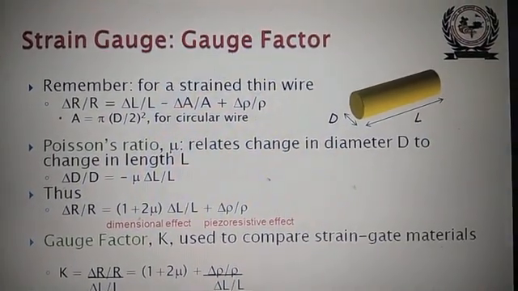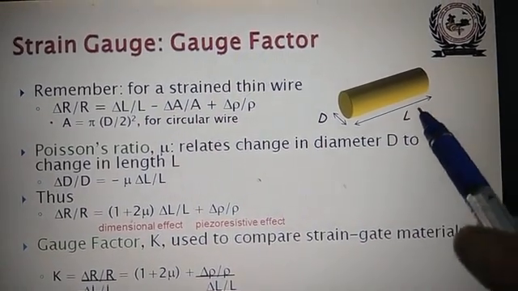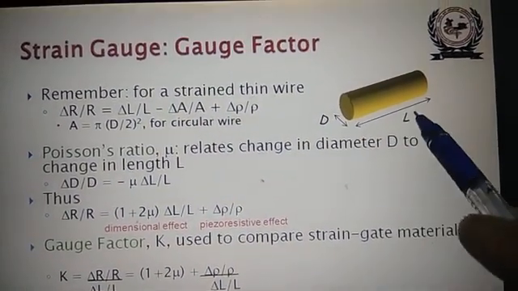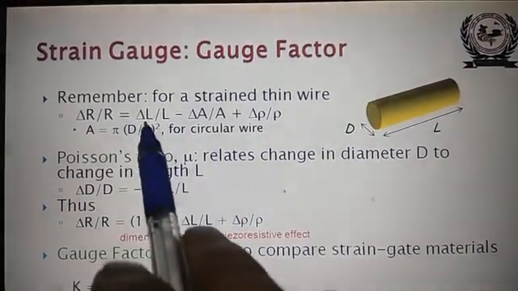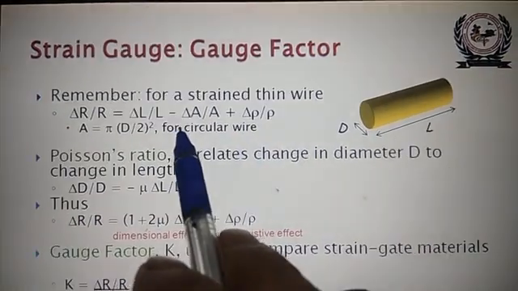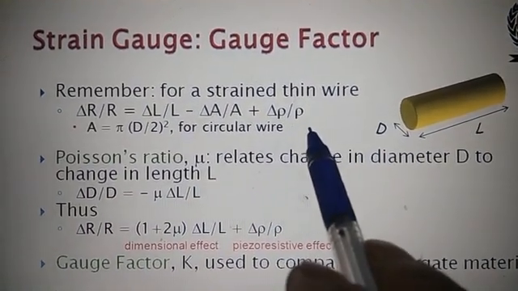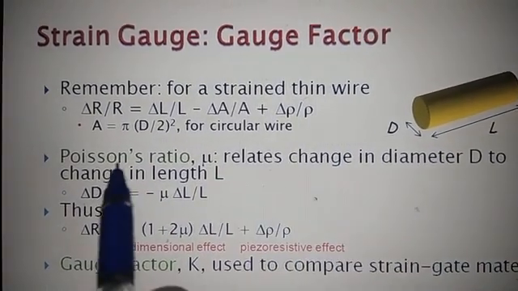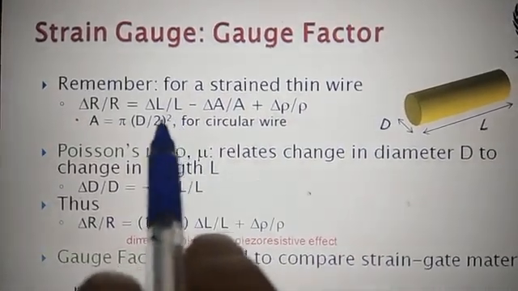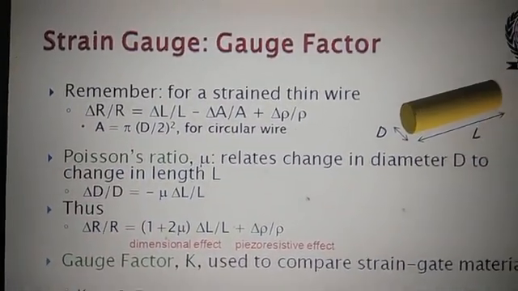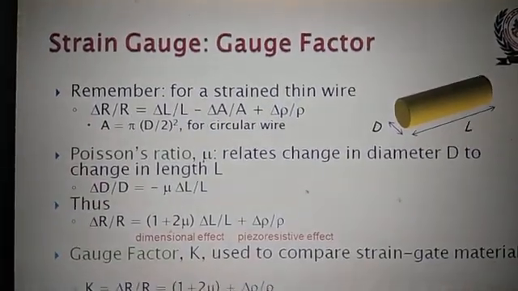Remember, for a strained thin wire, this is shown here, and this is the diameter, while this is the length of the wire. Then delta R by R is equal to delta L by L minus delta A by A plus delta rho by rho. And A is the area, equal to pi into D by 2 whole square, where D is the diameter for a circular wire. So this upper part is shown for the circular wire.